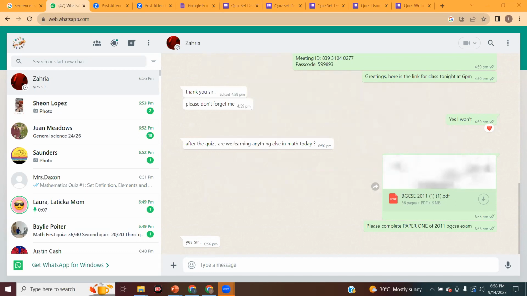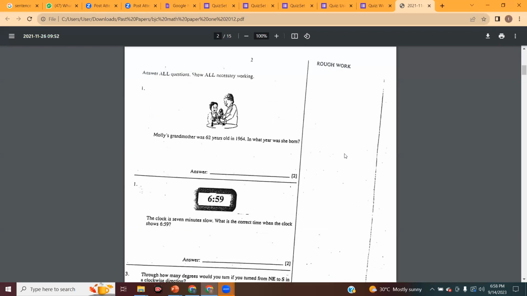All right. Give me one moment. Paper 1, 2012. I put that paper inside the chat. For those who are finished with their quizzes, all their quizzes, you can do that paper. You can do that past paper. That's paper 1, 2012. If you're finished with your quizzes, you can do that past paper.